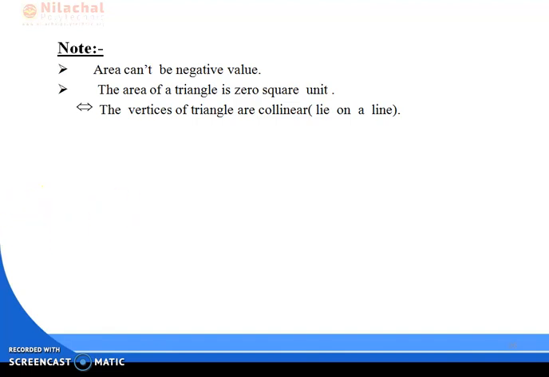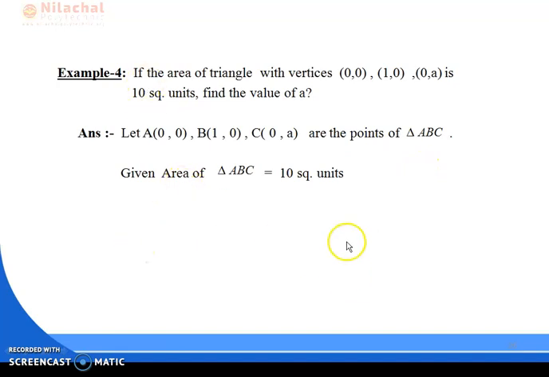If you prove that the area of a triangle is 0, then what does that mean? The three vertices of the triangle must be collinear. Collinear means lying on one line. For example, if the area of a triangle with vertices (0, 0), (1, 0), (0, a) is 10 square units, find the value of a.